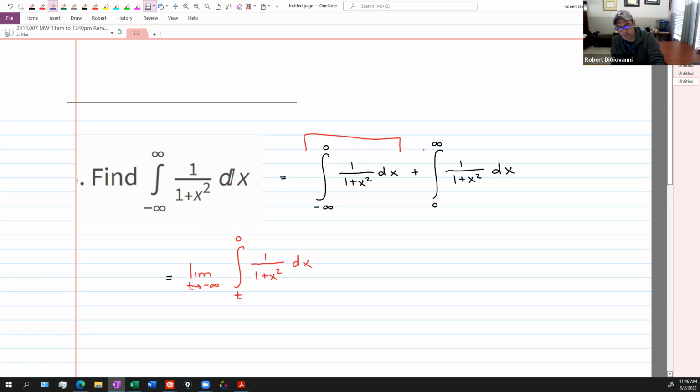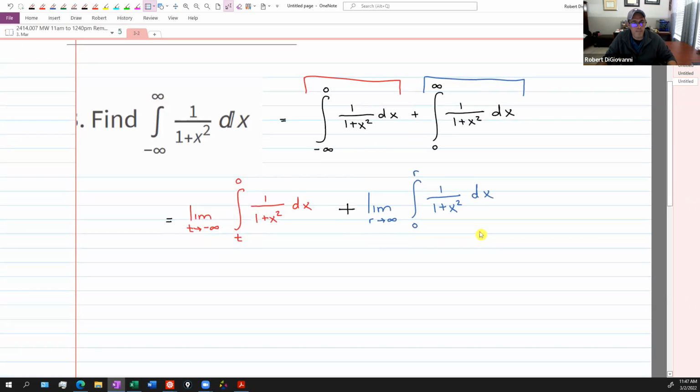The second one, which I'm going to add to that, is a different limit. I'm not going to use t here because I don't want us to confuse the t from the first limit with this one. I'm going to use r. Let r go to infinity, and I'm going to go from 0 to r of 1 over 1 plus x squared dx. Do y'all understand why I'm using t and r? Just so I don't confuse two different letters in here and keep them as different variables. Is that all right with you?